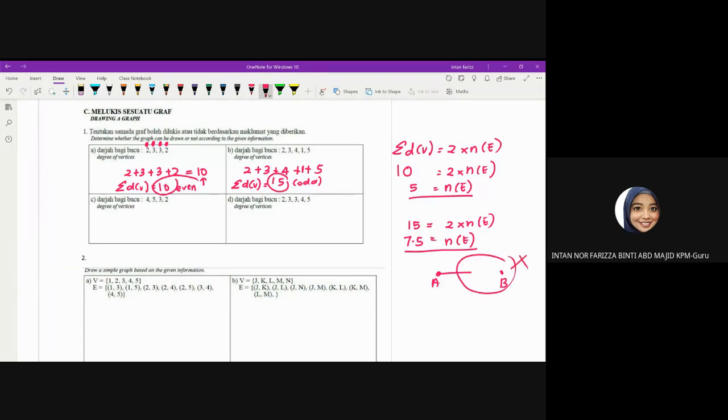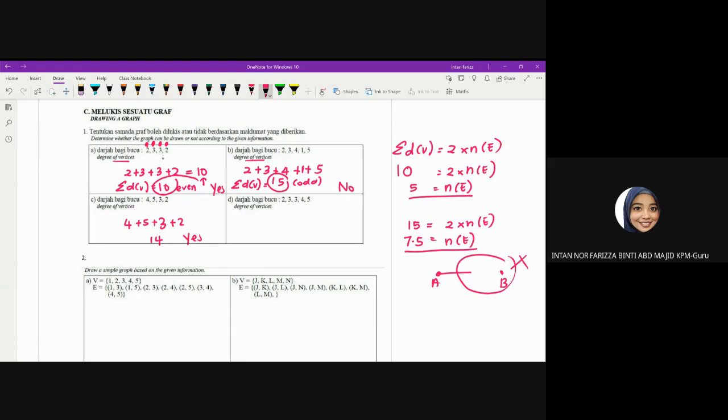So to determine whether the graph can be drawn or not, you have to make sure that the sum of the degrees of the vertices given is an even number. Okay, if you have an odd number, that means the graph cannot be drawn. Okay, so for the first one, you can write here, yes, it can be drawn because of the even number for the summation of the degree. This one, no, cannot. Okay, so 4, 5, 3, and 2. When you add all together, you get 14.